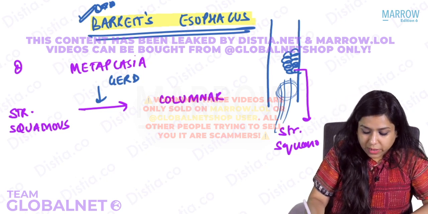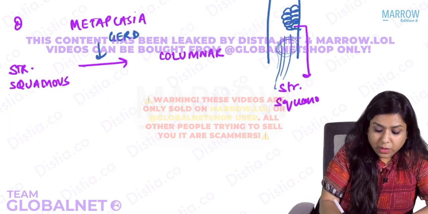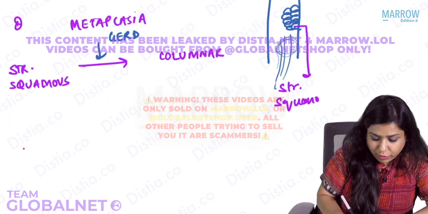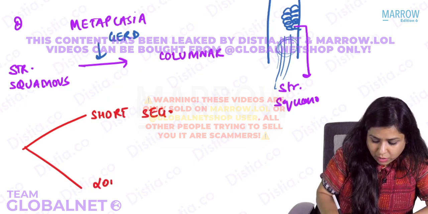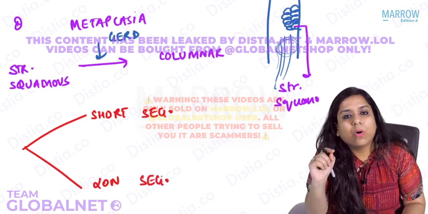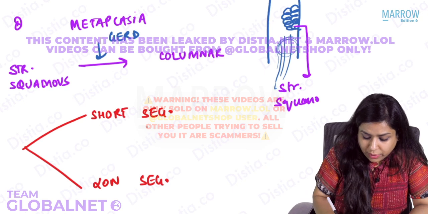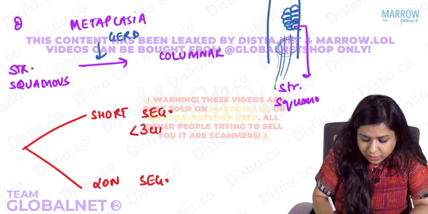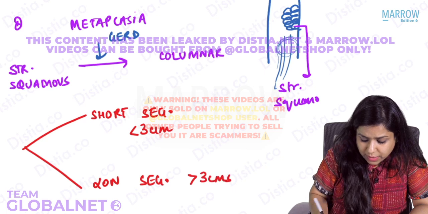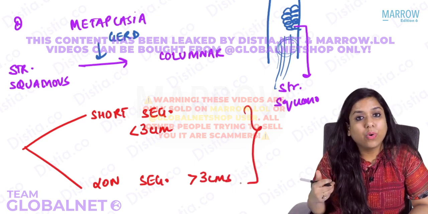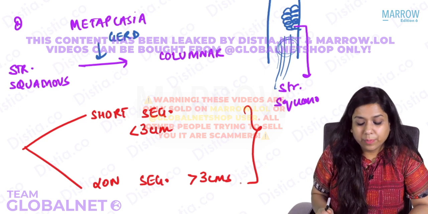Now, broadly in clinical terms, students, if I tell you, this Barrett's esophagus is of two types. One is called as a short segment Barrett's esophagus. Another is called as a long segment. When do I call it as a short segment? When the metaplasia involves less than 3 cm of the esophagus, and when it involves more than 3 cm, we call it as a long segment Barrett's esophagus, right?